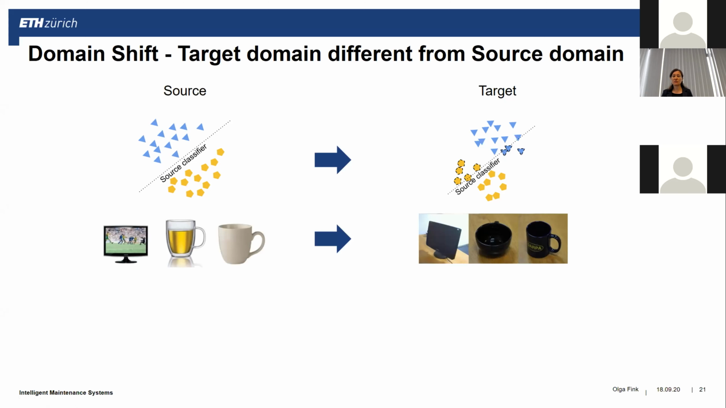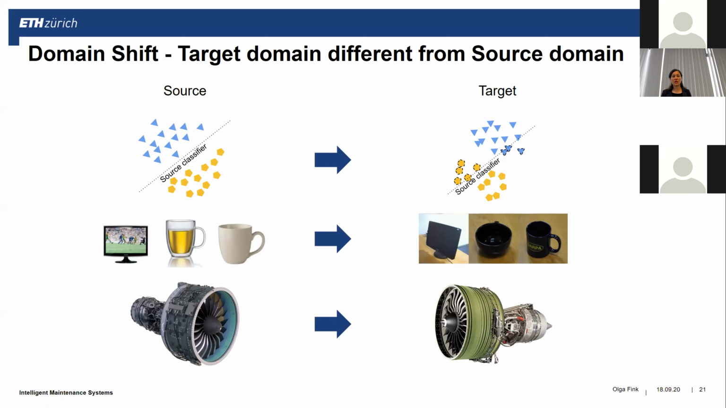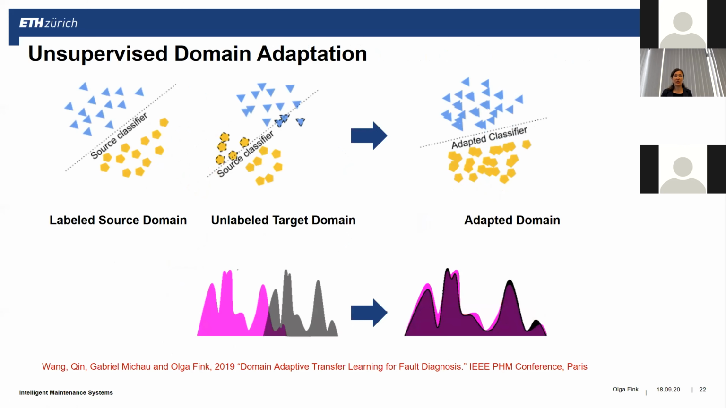The general setup for the unsupervised domain adaptation is that we have the labeled source domain, we have the unlabeled target domain, so we don't have any labels at all for it during the training time, and we would like to overcome the domain gap and then to align the two distributions so that we have a domain-invariant representation here.